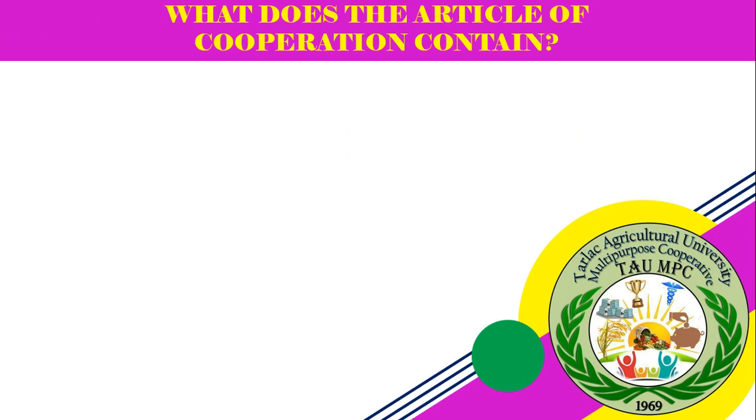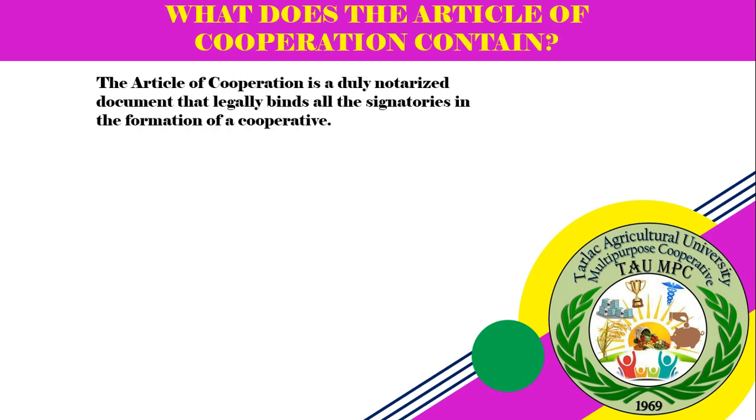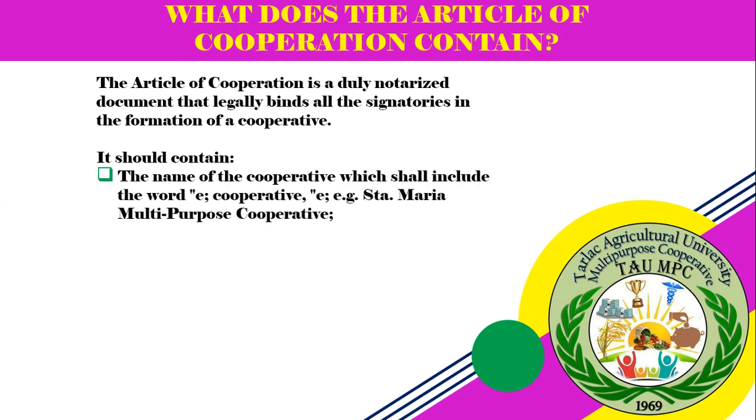What does the Article of Cooperation contain? The Article of Cooperation is a duly notarized document that legally binds all the signatories in the formation of a cooperative. It should contain the name of the cooperative, which shall include the word cooperative. Example, Santa Maria Multipurpose Cooperative. The purpose of the cooperative and scope of business.